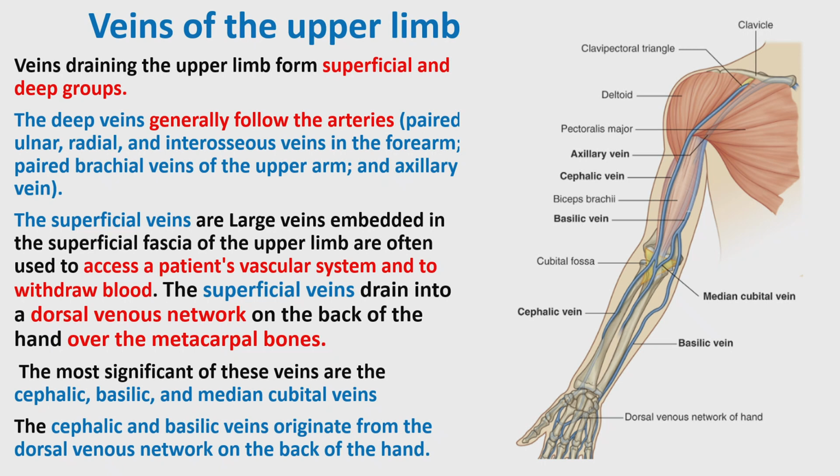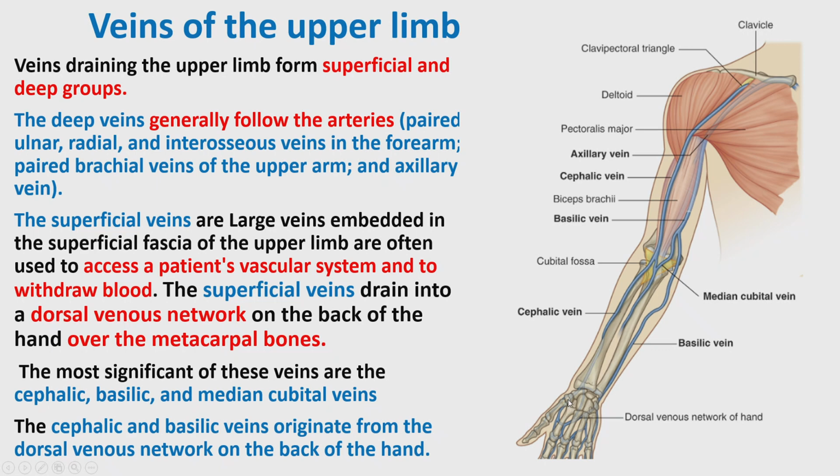We don't have arteria saphena magna or arteria saphena parva, so that's why we don't have cephalic and basilic arteries either. We have superficial veins, and the most important are the cephalic, basilic, and median cubital veins. As we mentioned, they are located in the subcutaneous connective tissue.